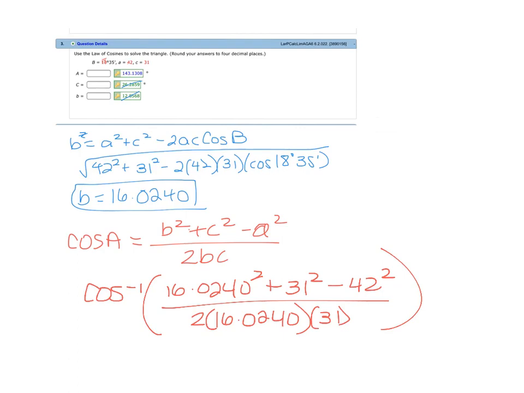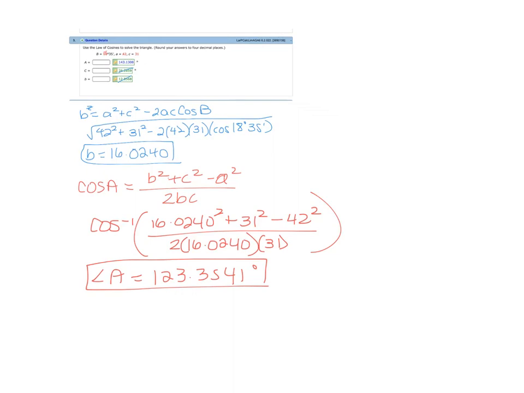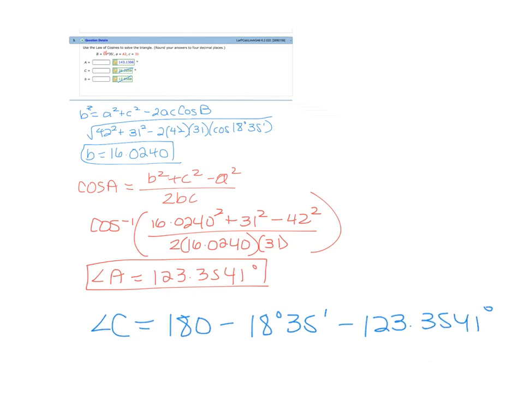Make sure you open up those parentheses on the top. And I get angle A is 123.3541 degrees. Ooh. And then the last thing I've got to find is angle C. So I just do 180 minus the 18 degrees and 35 minutes minus the 123.3541 degrees.